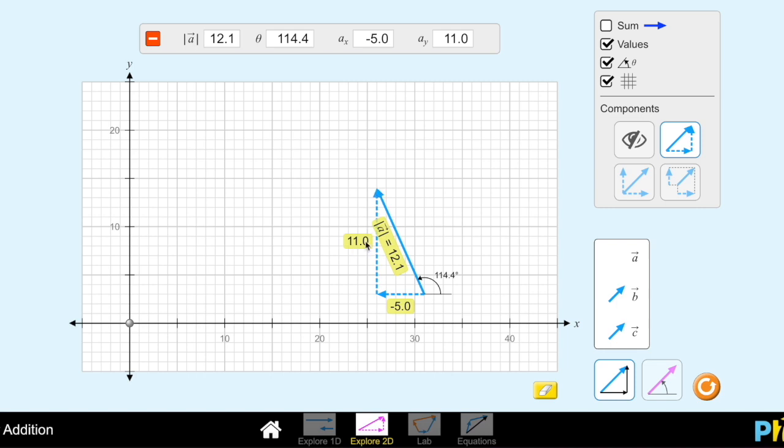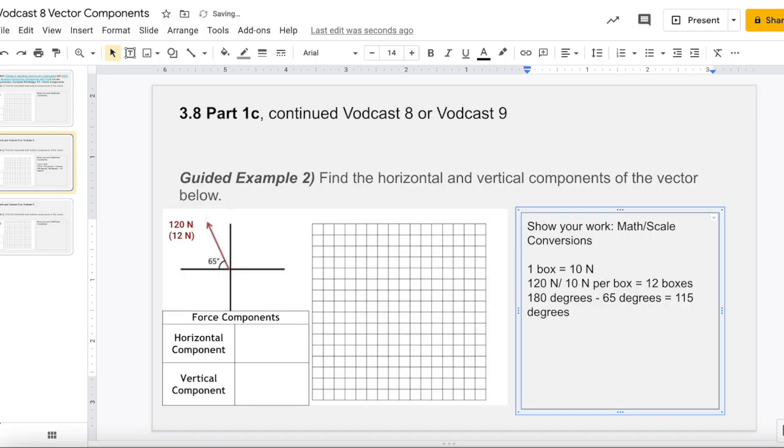So here then you can see my components in the x direction or the horizontal direction. That's -5, negative telling me it's to the left. And in the vertical direction I have +11. That's the number of boxes, not the actual force. For the horizontal, I had -5 boxes. And for the vertical, I had 11 boxes.